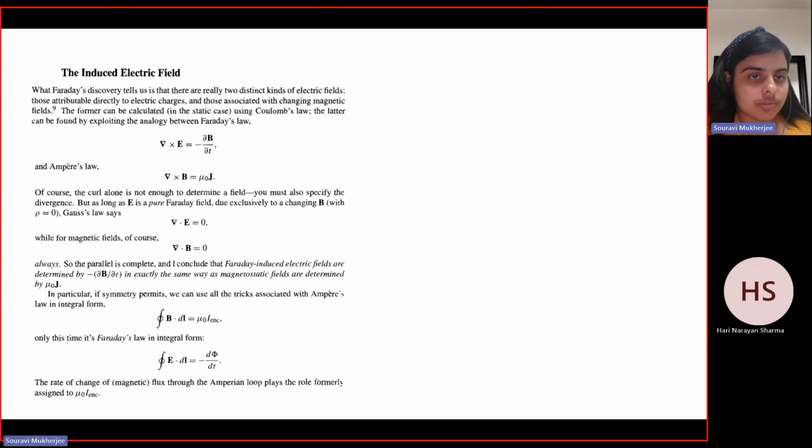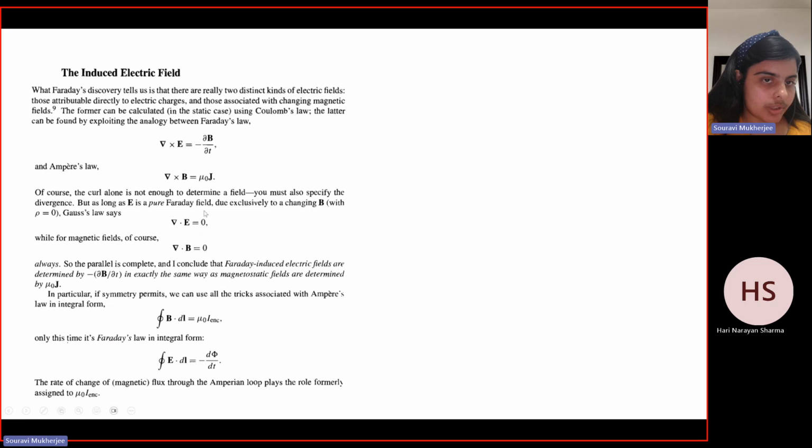Okay. So now we know that in the cases where you have a changing magnetic field, the change in magnetic field results in a non-zero curl of E. Now using Faraday's law, you can write curl of E equal to minus del B del t. And from Ampere's law that we had discussed before, we know that curl of B is equal to mu naught J. And if you now consider a region where there is no free charge, that means rho is equal to 0, Gauss's law becomes divergence of E equal to 0. And again, divergence of B is always 0.